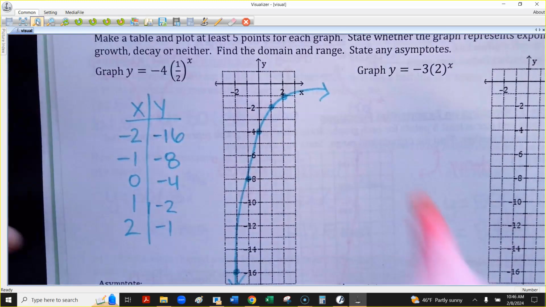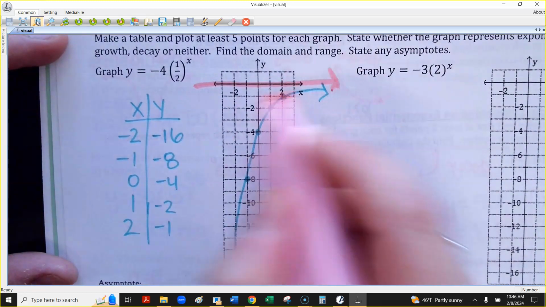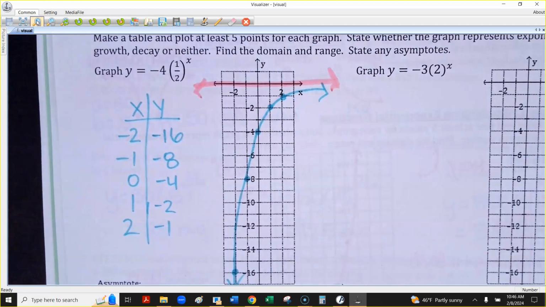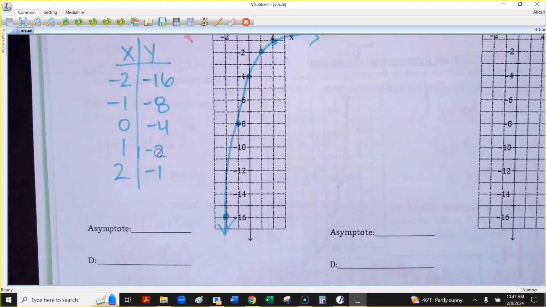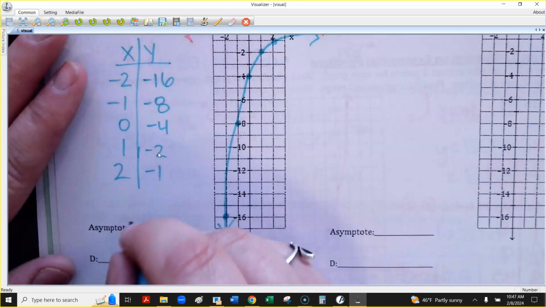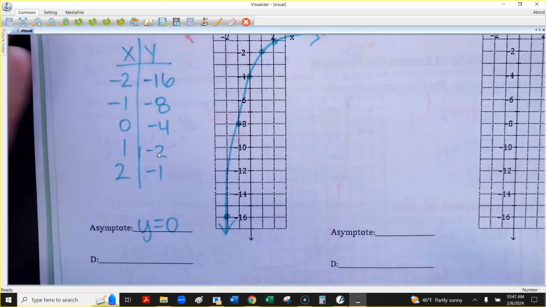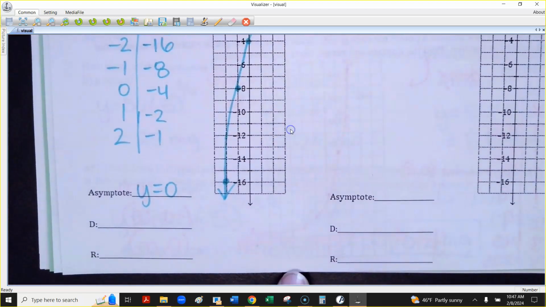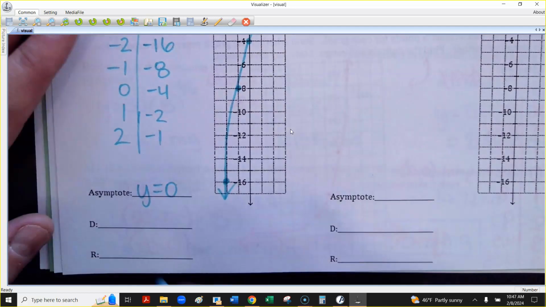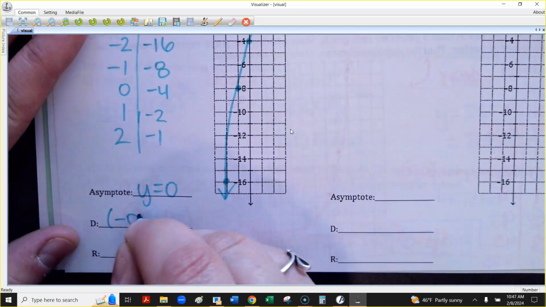So the asymptote is still the same. This is a situation where we would consider this neither. This is not growth, this is not decay. If it's pointed down, it's neither one. This is a situation where my a value is negative. So that would be the shape just in general. The asymptote is still y equals 0. The domain's going to be the same. It's still going to go left and right forever. It's just underneath the x-axis.